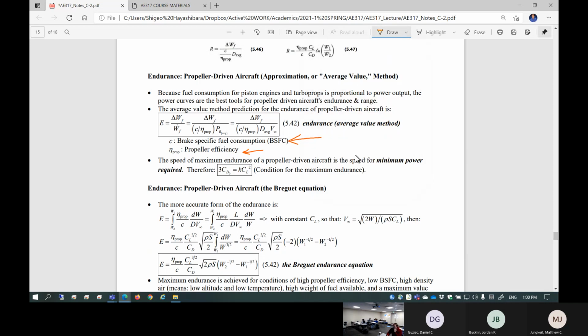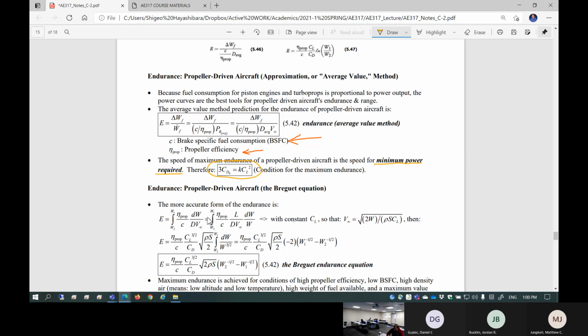So what actually maximizes your endurance? This is the condition for maximum endurance: minimum power required. This is different from turbojet turbofan. Do you remember the condition for maximum endurance for turbojet turbofan? You don't remember that? Well, we just covered it. Minimum drag, minimum thrust required. That is the condition for maximum endurance for turbojet turbofan. This is not.